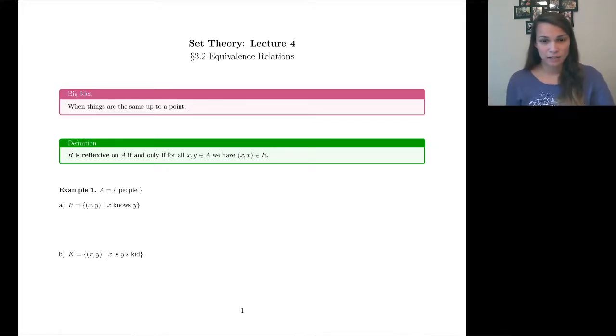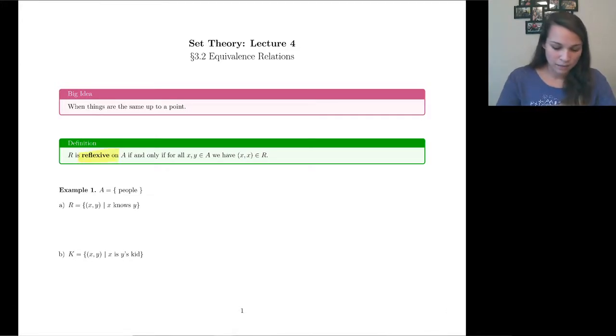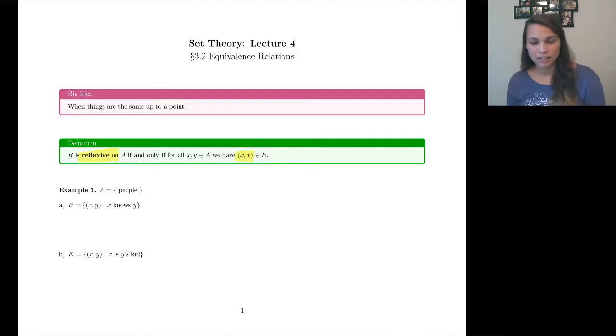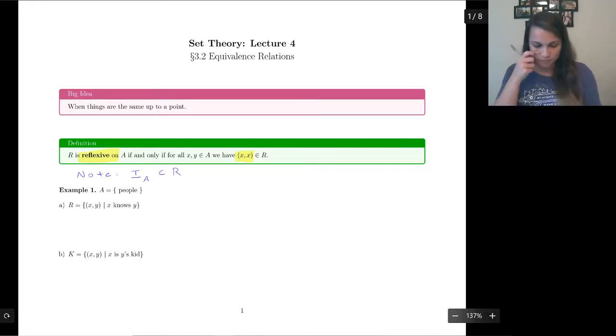The first kind of relation that we're going to talk about is the reflexive relation. That means that we always have X paired with itself in the relation. This is not the identity relation because you can have more than that in there. So it's like the identity relation and more. A quick note: the identity relation is going to be a subset of R.